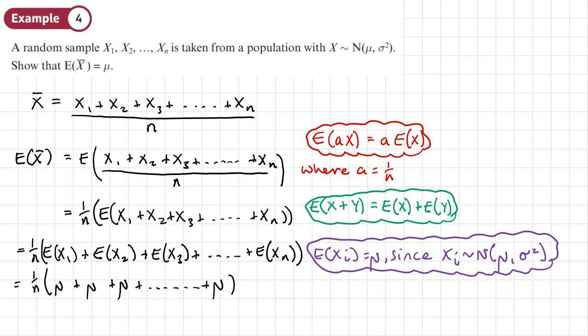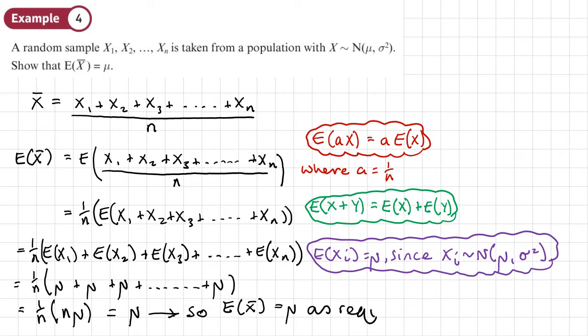And there's going to be n lots of those, isn't there? Because I've got n lots of samples. So it's 1 over n times n lots of mu, and the n's cancel out, just leaving you with mu. So we can say E of x bar equals mu as required. So that means the mean of our sample means is equal to the population mean.